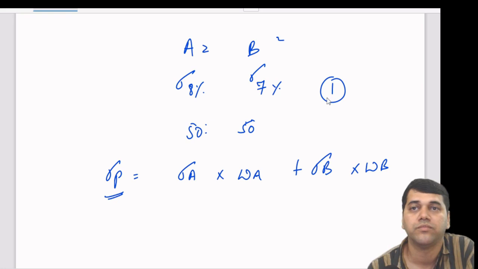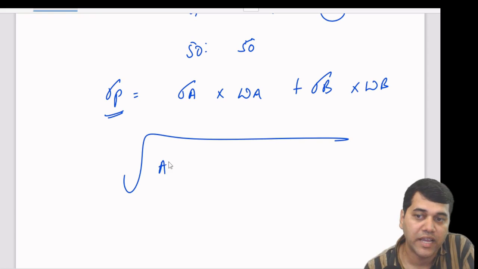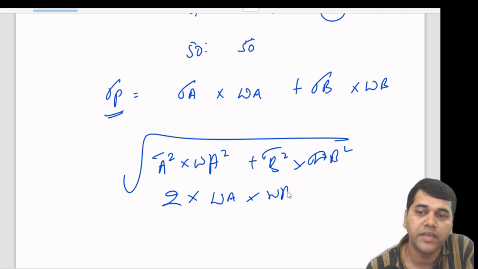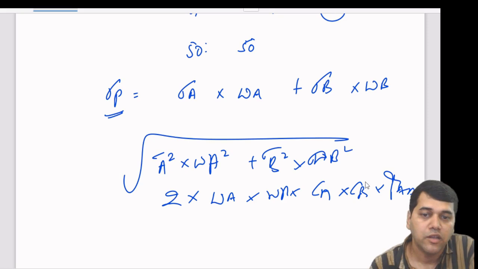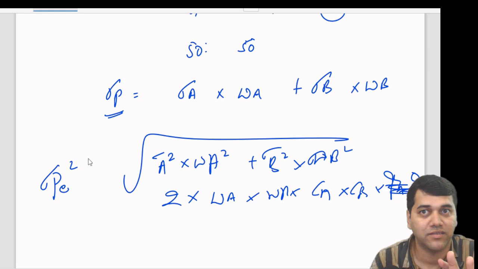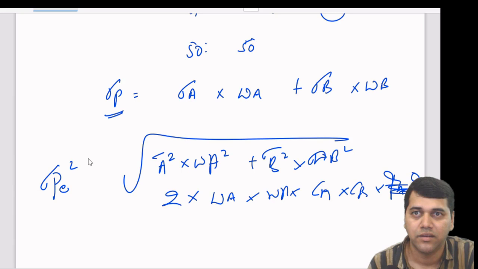What if, alternatively, I use this equation: standard deviation of A square into weight of A square plus standard deviation of B square into weight of B square plus 2 times weight of A into weight of B into standard deviation of A into standard deviation of B into correlation of AB. Now what if I make it 0? Because what I'm trying to find out is the portfolio's error risk, not the portfolio's total risk. Same problem, same thing we have done there.